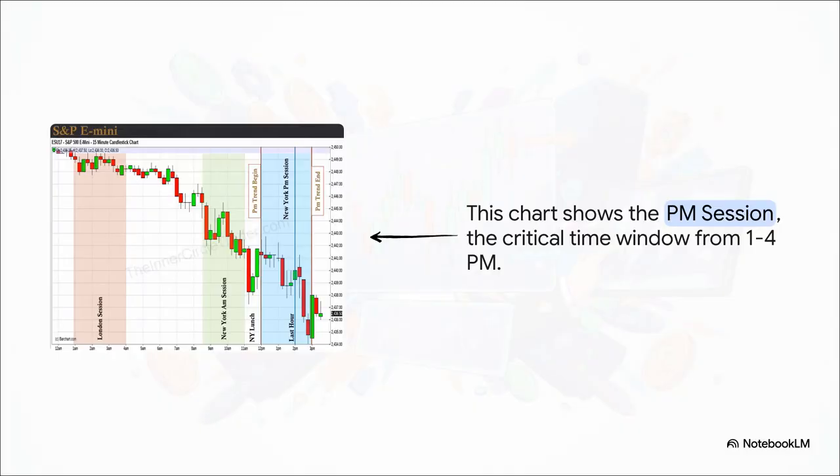And this chart here lays it out perfectly. You can see all the different sessions. But what we care about is that shaded blue box on the right. That's our playground, the New York PM session running from 1 p.m. to 4 p.m. That's where all our focus is going to be.